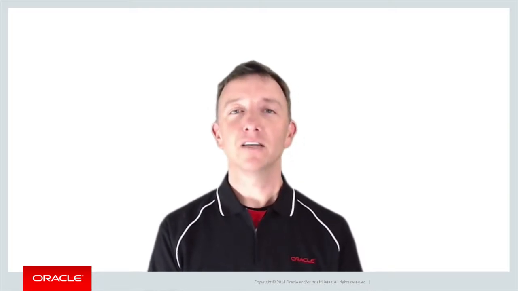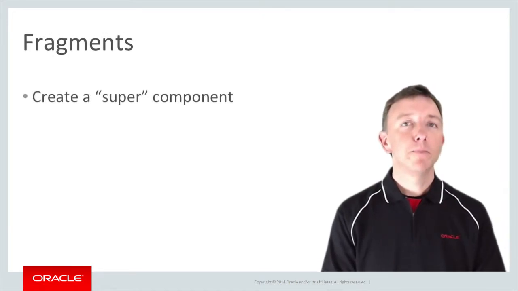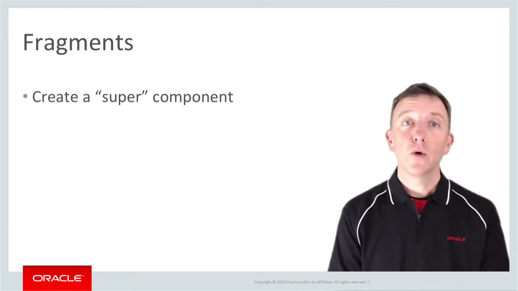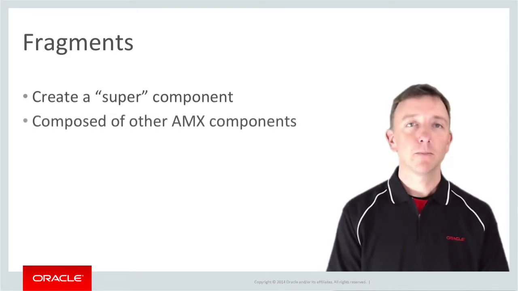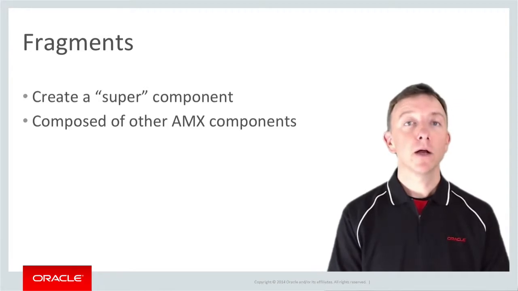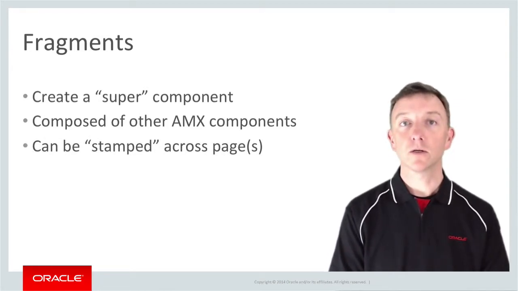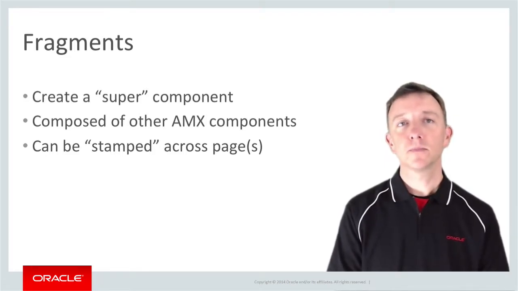This is where MAF fragments come in. A fragment is a build-your-own supercomponent where you compose the fragment out of other AMX components. Once you have this, you can then use the fragment across different pages in your application. I like to think of this as stamping the fragment across different pages in your application.